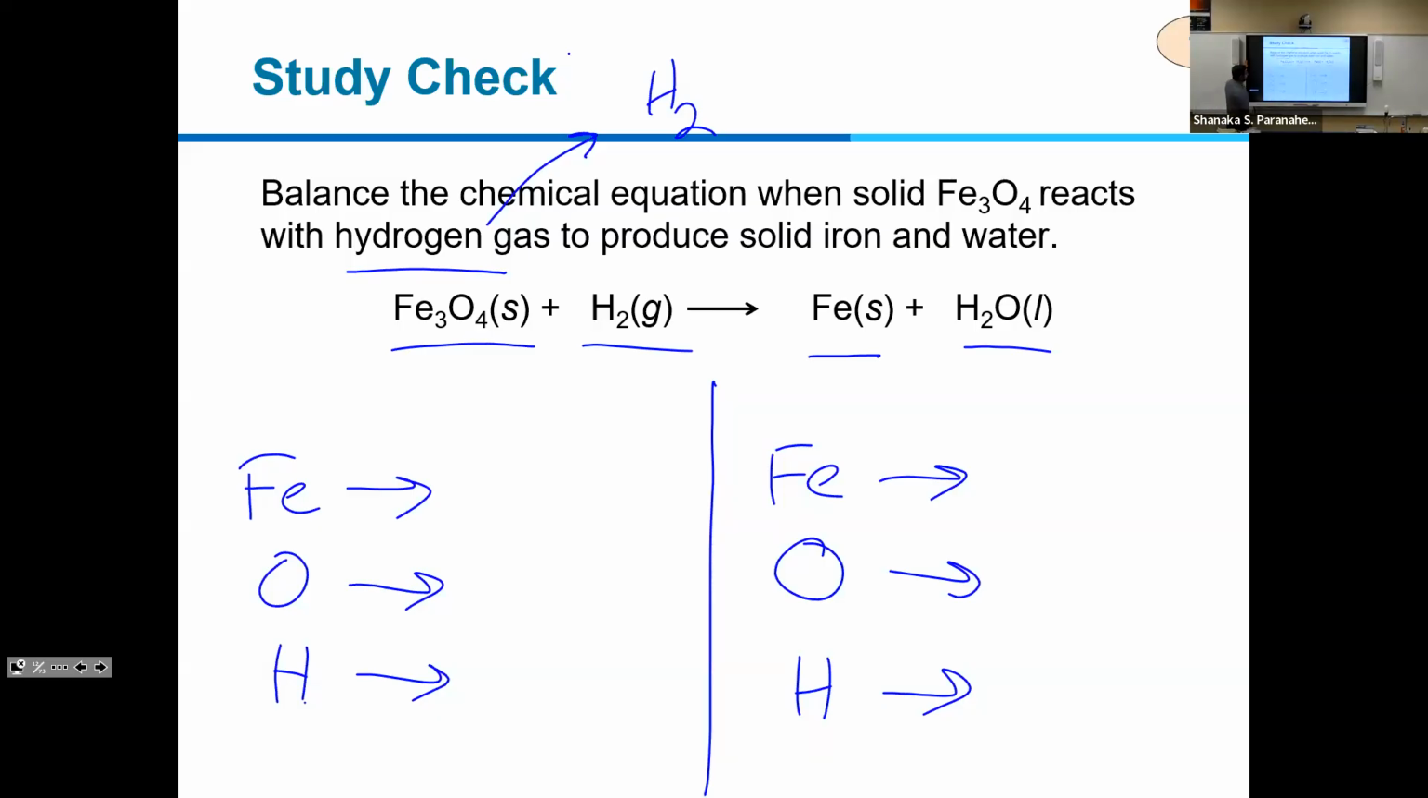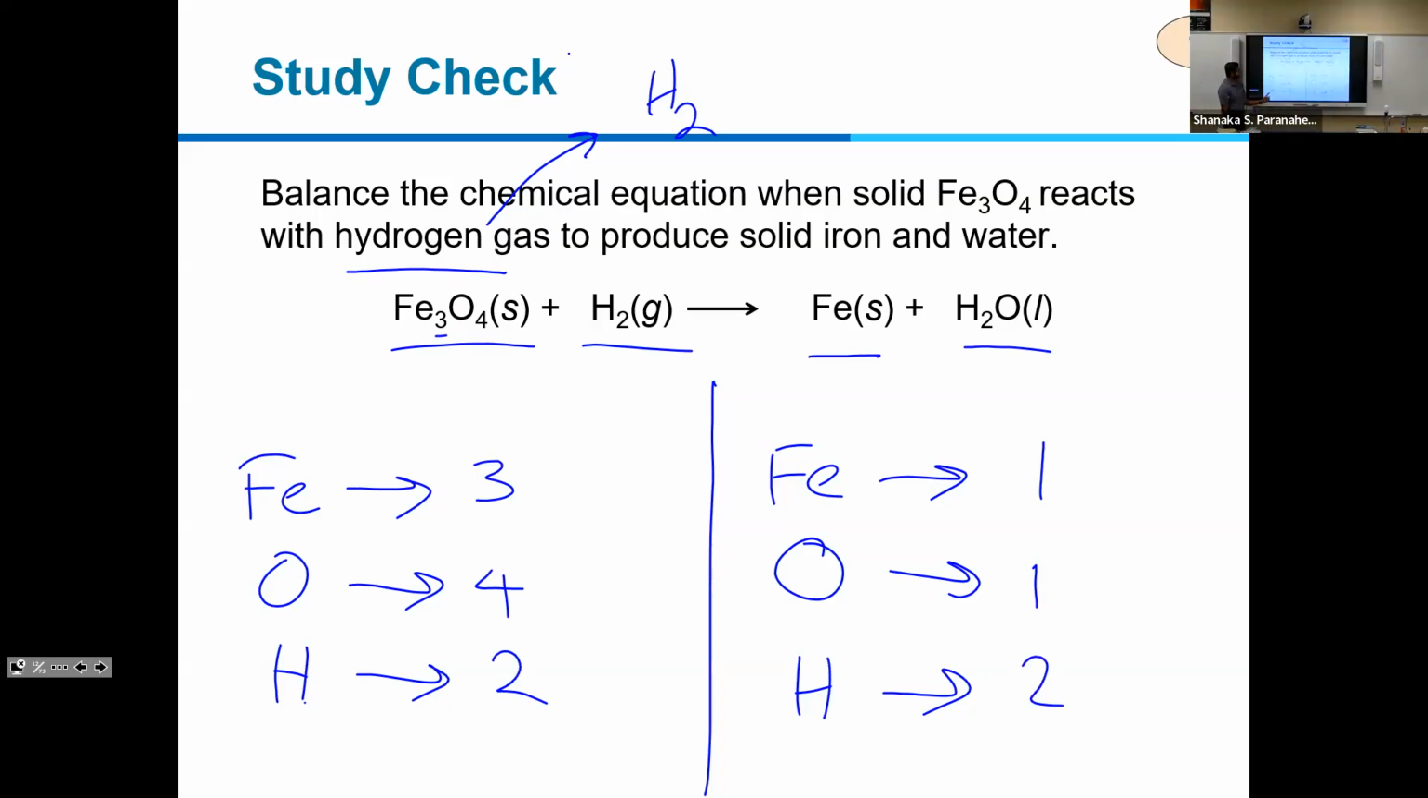Okay, so let's count number of atoms. How many iron atoms on reactant side? Three. How many oxygens? Four. How many hydrogens? Two. How many irons on product side? One. How many oxygen? One. How many hydrogen? So now we have to decide which one to start.